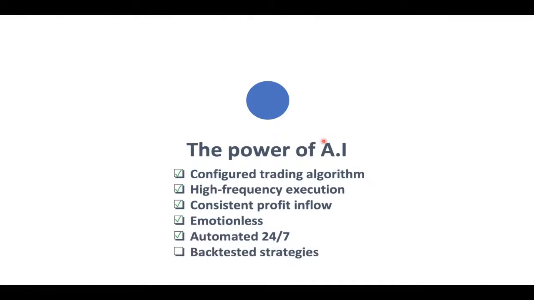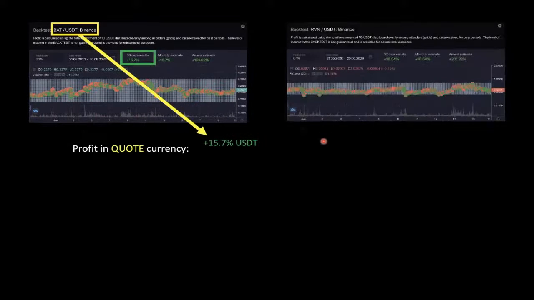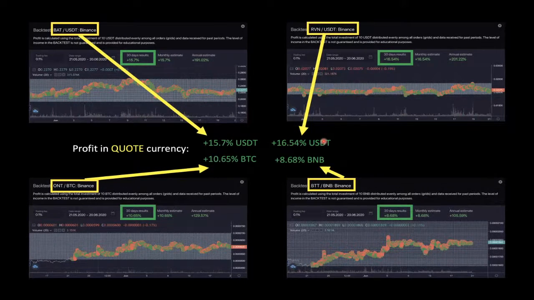So, and yeah, backtested strategies. Well, the power of backtesting is that you can always backtest the algorithm on the historic prices. So basically that's the simulation of the trading algorithm as if you would have launched it at some time in the past. So here you can see that if Basic Attention Token is trading against USDT, then in this case your consistent profit inflow is going to be in USDT, and you can always backtest. All right, so you can always see what the performance was back then.